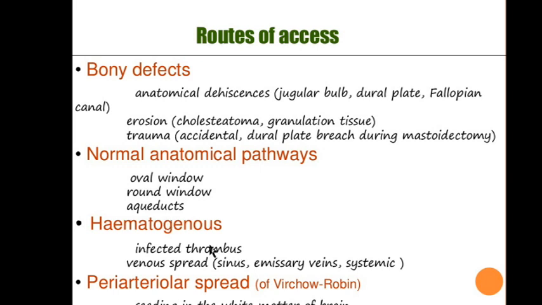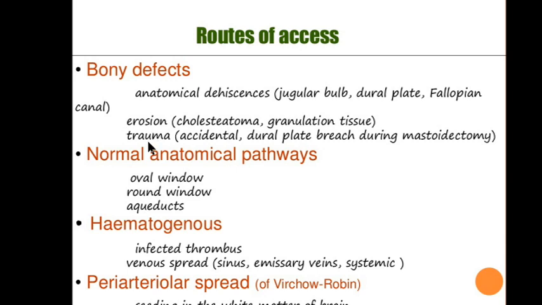What is the route? How does it spread so much? One is direct anatomical dehiscence. If you look at the skull base, the bone itself has certain fissures. So direct anatomical openings from which pus can easily go through. Jugular bulb, dural plate, canals. You have so many foramina, fissures, canals in the skull base. Erosion, cholesteatoma. So cholesteatoma itself is bone eroding. So it will eat away the bone.